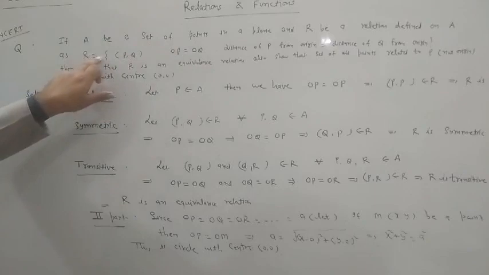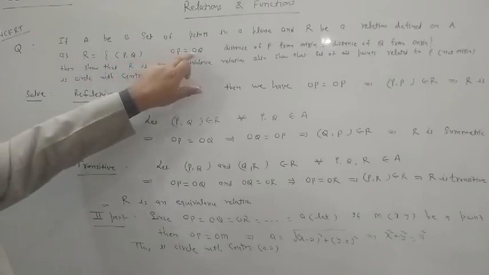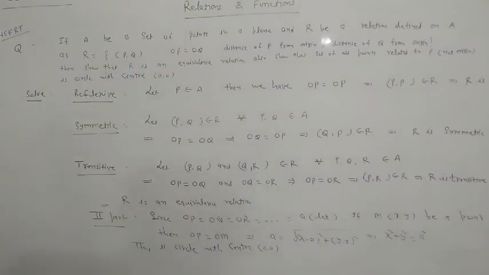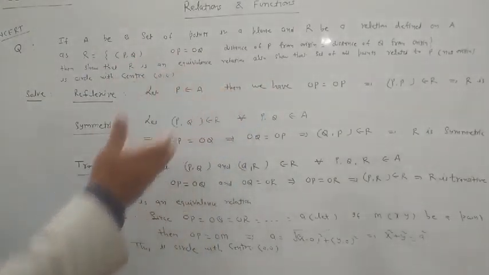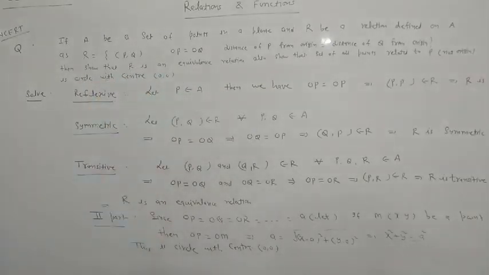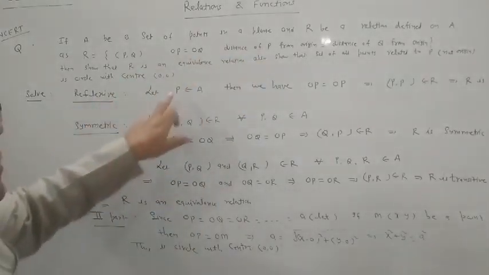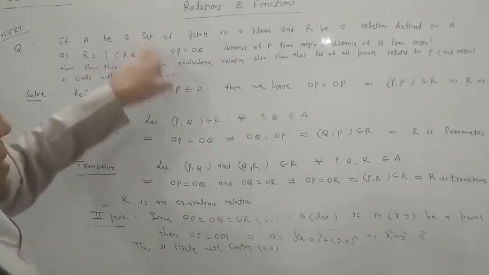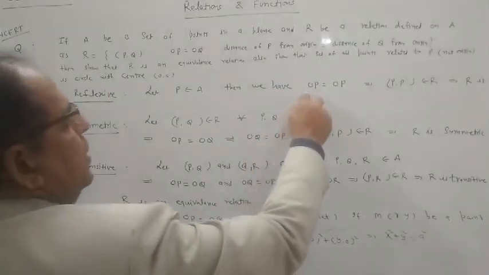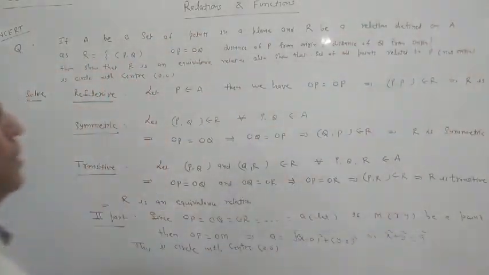So here in this question, a relation R is defined on the set of points in a plane, with pairs (P, Q) where P and Q satisfy the condition OP equal to OQ. That means the distance of point P is equal to the distance of Q. We want to show that R is an equivalence relation and that all the points related to P form a circle with center origin. So for showing the equivalence relation, we start with reflexive. Let P be any point from the set of points A. Then we already have OP equal to OP, because the same point always has the same distance from the origin. So according to the definition of this relation, (P, P) belongs to R, so R is reflexive.